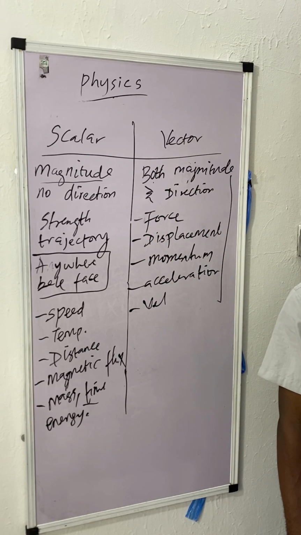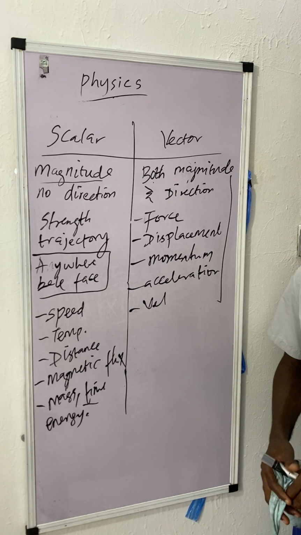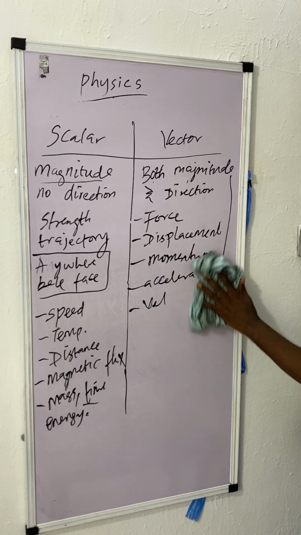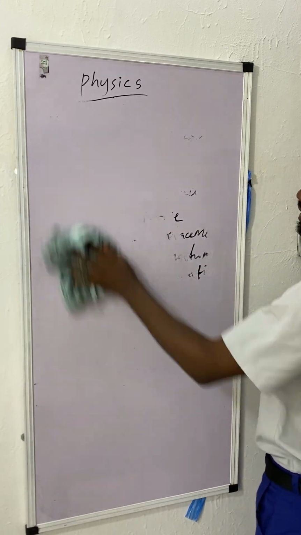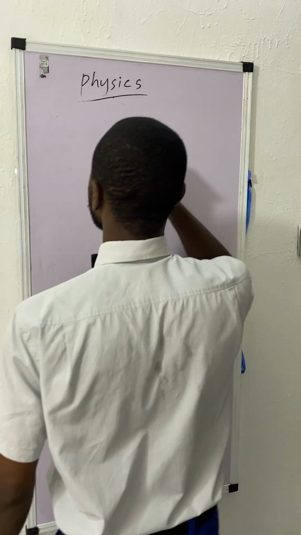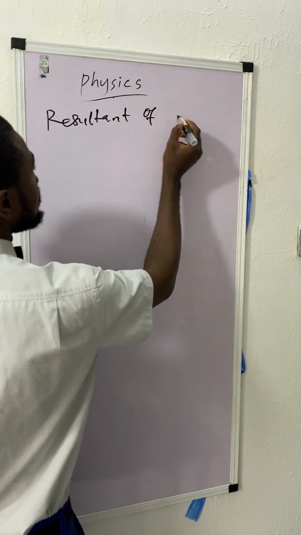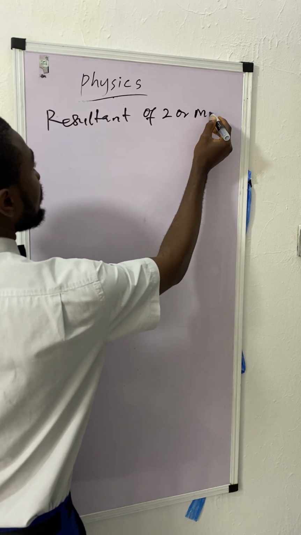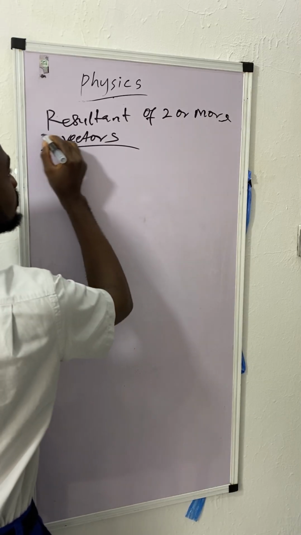There is something we want to look at here: the resultant of two vectors. It is not necessarily two vectors. It can be two or more vectors. We are looking at the resultant of two or more vectors. So I want you to understand that anywhere you see resultant of two or more vectors, what does this mean?